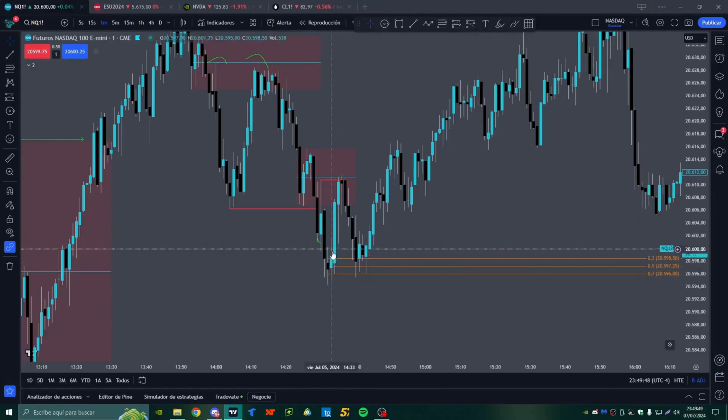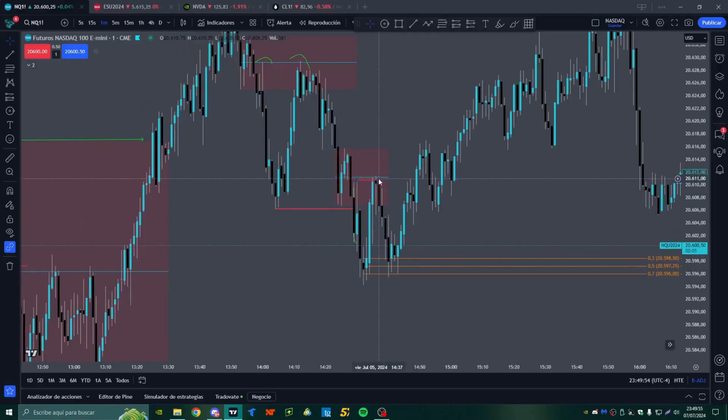So I had considered it unmitigated after this fractal was left. So a double bottom was yet to be made. So for me, it was valid for the price to make another pullback.